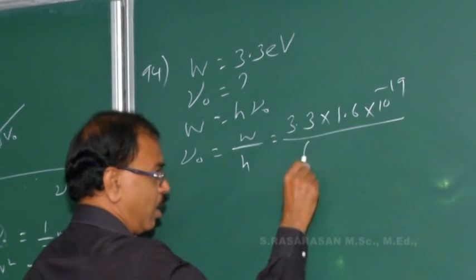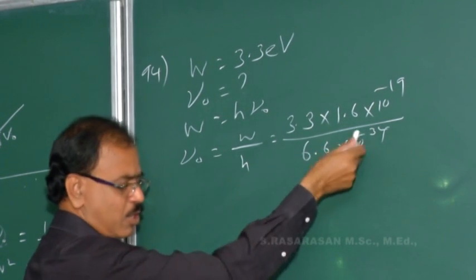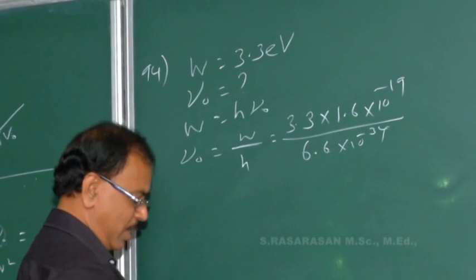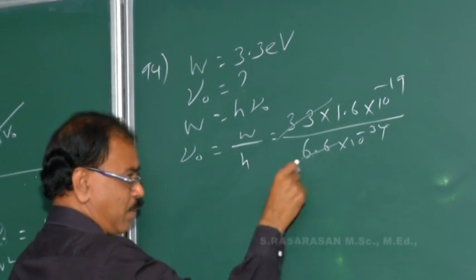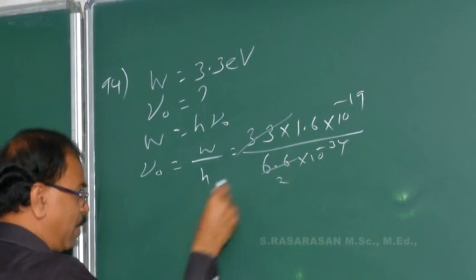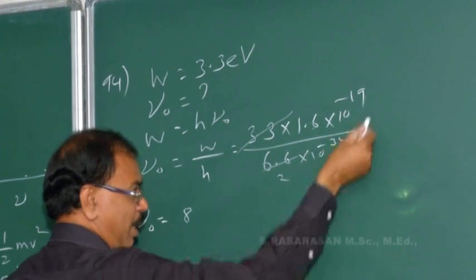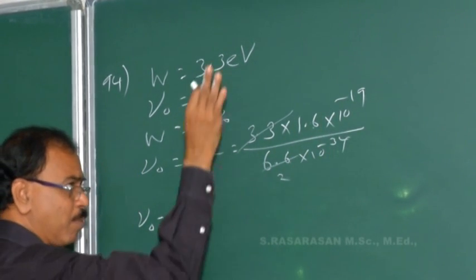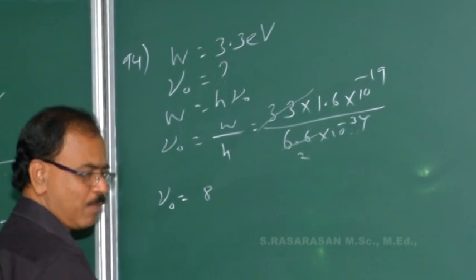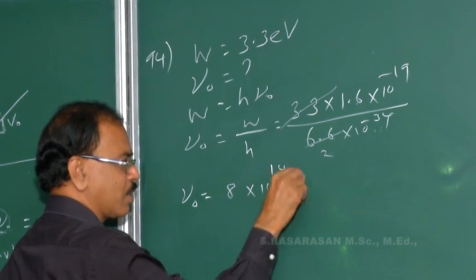Divided by h value, approximately 6.6 into 10 power minus 34, or we can take 6.6 to 3. But the division will become a bit complicated. We are going to choose from multiple choices. So the 2 times cancel. Writing 16 as minus 20, 16 by 2 is 8. Going up, it becomes plus 34 minus 20, that is 14. Yes, 14, into 10 to the power 14 hertz.